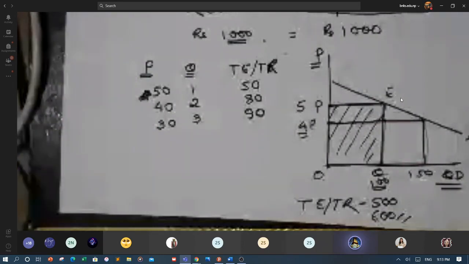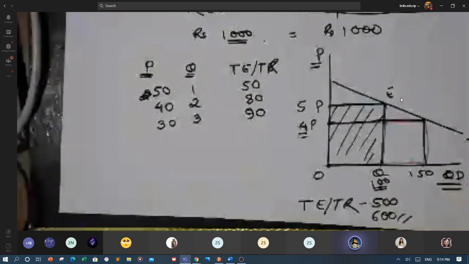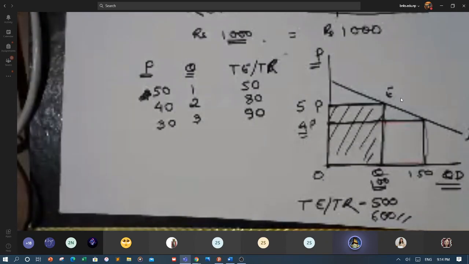Decrease the price. Why? Because it is... I don't know. I think increase the price. You feel increase the price. Okay.